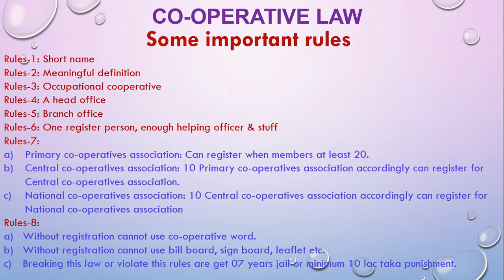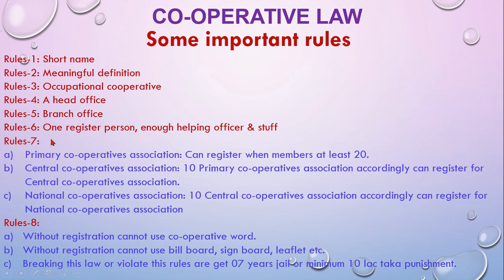Next are some important rules of cooperative law, which are described below. The first rule is that the cooperative should have a short name. The second rule is that the cooperative should have a meaningful definition as well. Without a meaningful definition, there will be no cooperative. Rule 3 is occupational cooperative. That means you can form different occupational cooperatives. Number 4 is a definite head office of the cooperative. Number 5 is definitely a branch office, definitely different branch offices of the cooperatives.